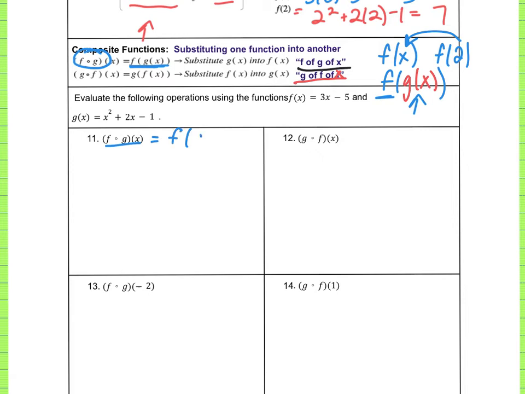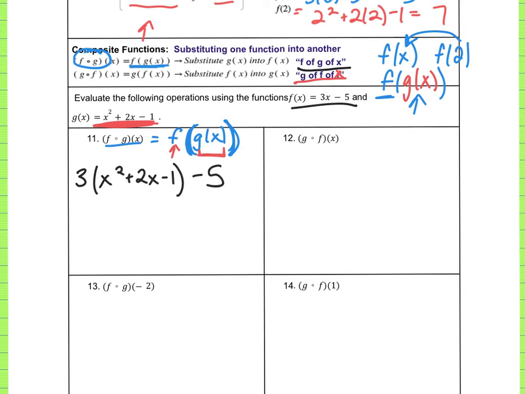I'm going to rewrite it as this, because again, I want to see here that I'm plugging in g of x, so I'm plugging in this everywhere where I see x in the f of x function. So, g of x is right here, x squared plus 2x minus 1, and I'm going to plug that in everywhere where I see x in the f of x function, which is 3x minus 5, so this is what this is going to look like. 3 times x squared plus 2x minus 1 minus 5. So again, plugged in g of x into f of x.